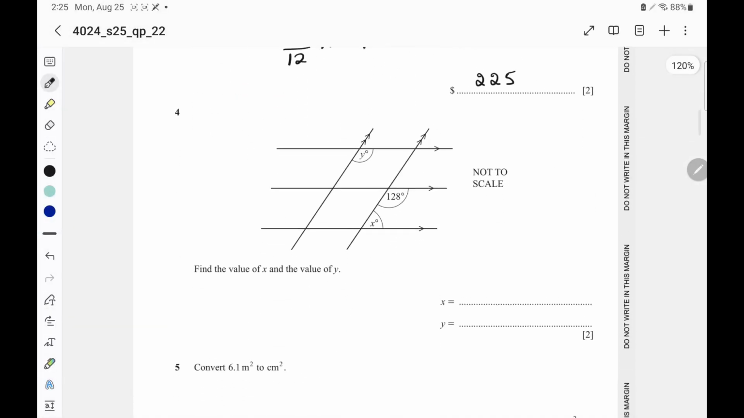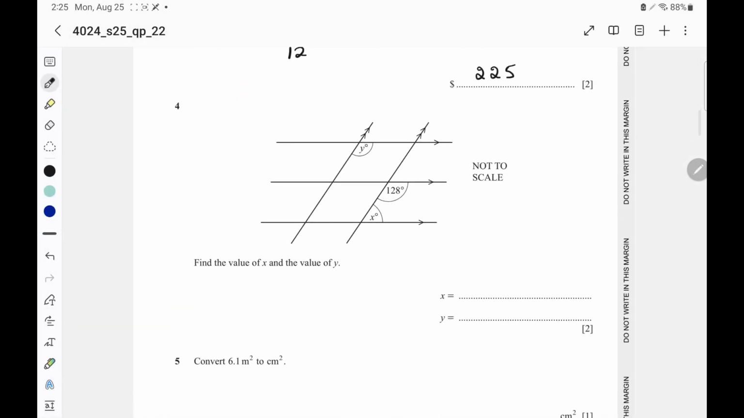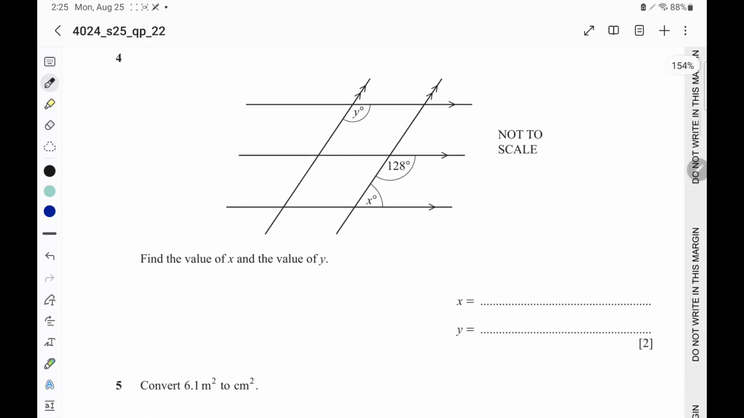Okay, now the next question is question number 4. You can see in question number 4 the parallel lines are there. Okay, so find the value of x and y.